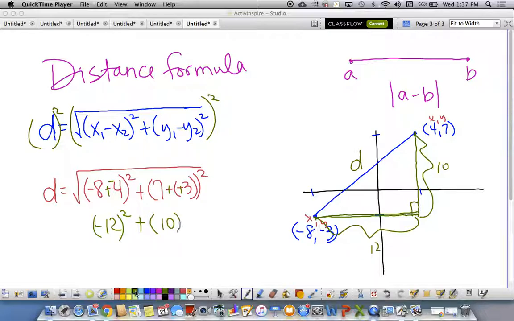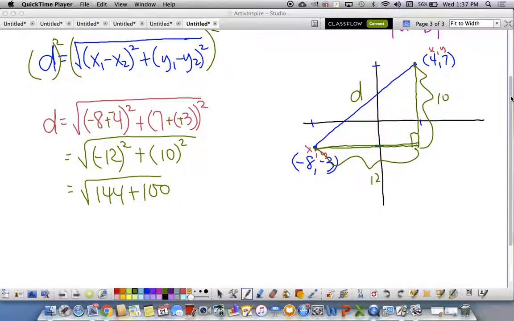So negative 12 squared is, what's negative 12 times negative 12? 144. 10 squared is 100. What do we get when we add them together? What's the square root of 144 plus 100? Yay!